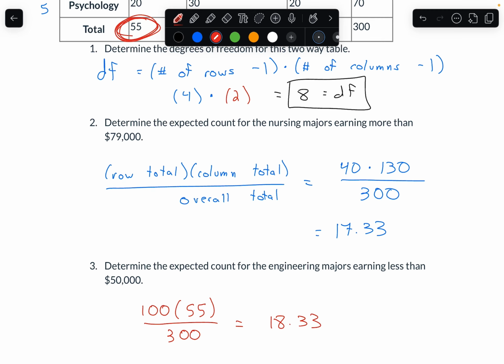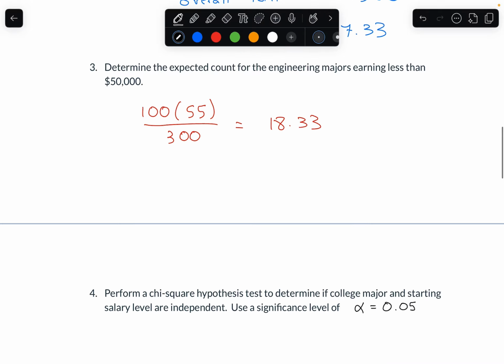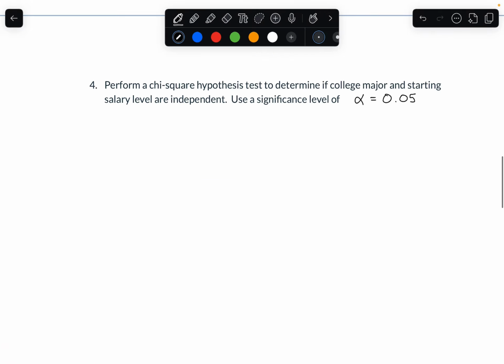So our expected counts, that's something we should be pretty comfortable with, pretty familiar with. That's part of the process we would have to do if we were going to calculate the chi-square value by hand. I will not ask you to calculate the chi-square value by hand, but this is a part of it that we should be pretty familiar with. So now we're going to get into our actual hypothesis test. Number 4, it says perform a chi-square test to determine if college major and starting salary level are independent. We're going to use our significance level of 0.05.